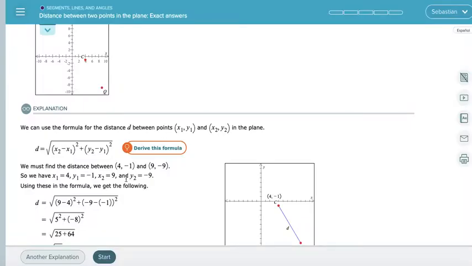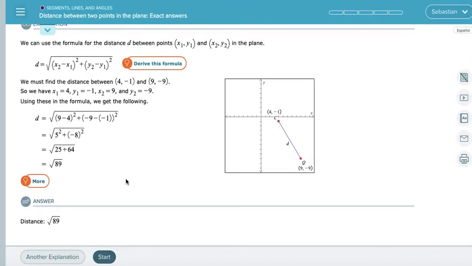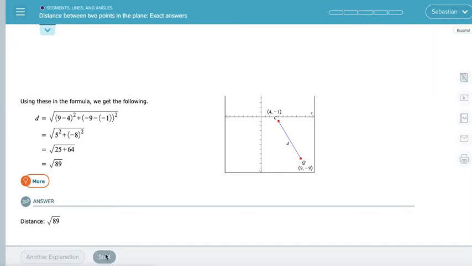Okay? So as you can see, make sure you guys take a look at this work. Now, when you get to this step right here, after you put in all your values, you just have to follow the rules of PEMDAS, and you're going to get an answer like this. ALEKS wants you to leave it in the square root form, okay? So this distance right here, this D stands for distance, is square root of 89. So let's give this a shot.